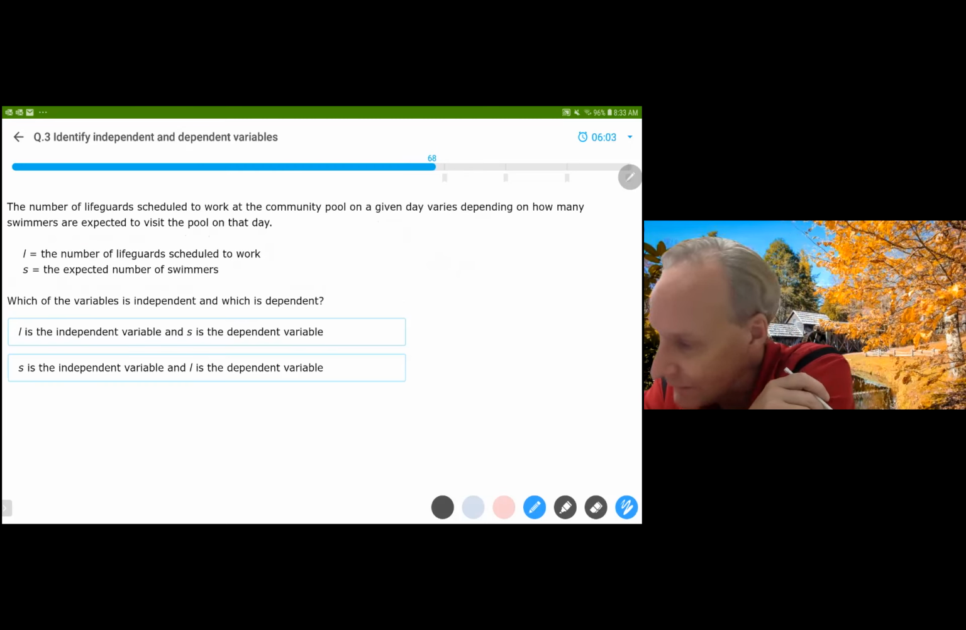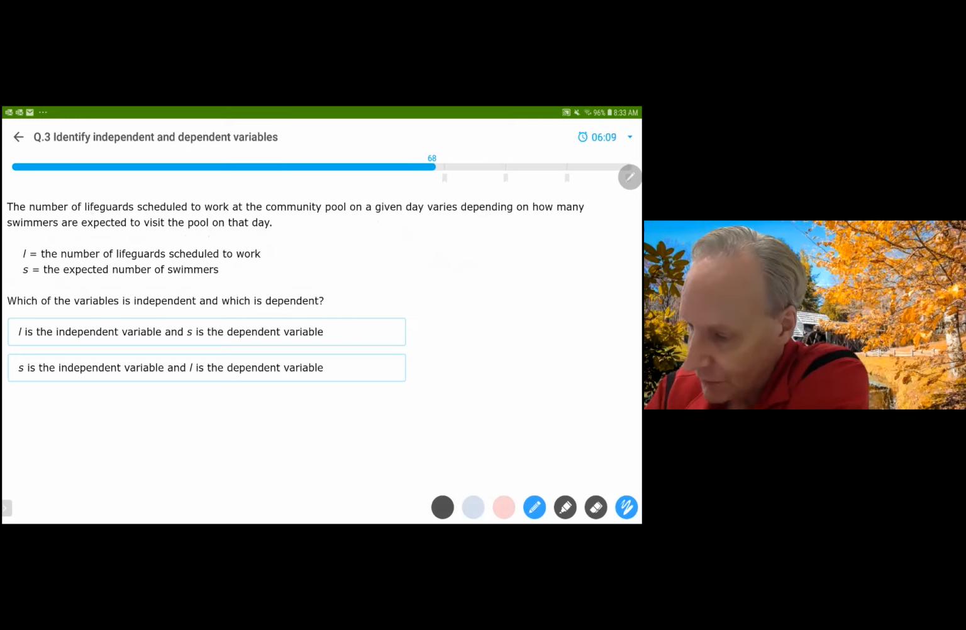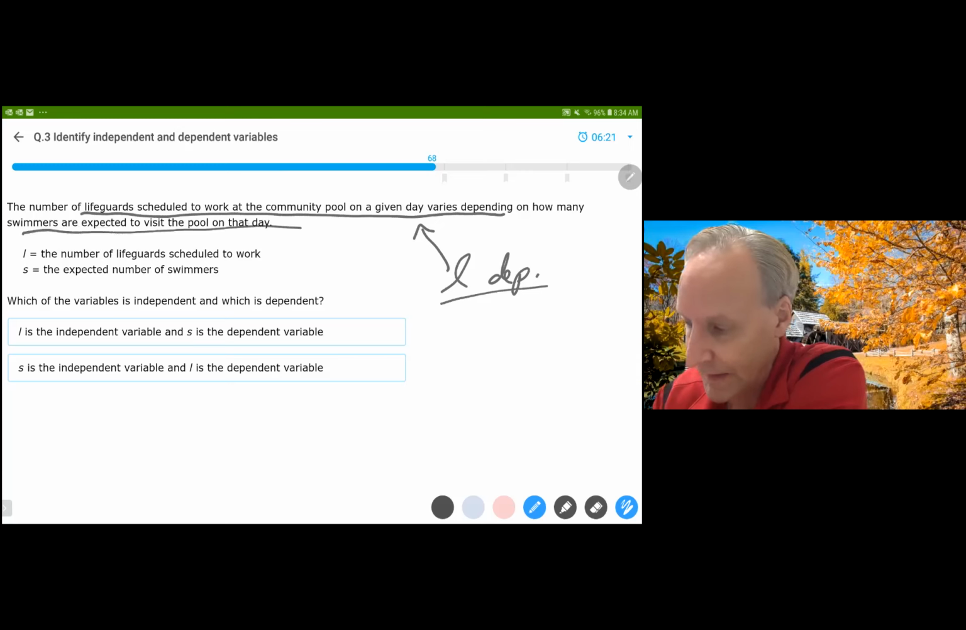Okay, so L is the number of lifeguards and S is the expected number of swimmers. So the number of lifeguards, I actually had to do this problem a lot. The number of lifeguards depends, this is the dependent variable, on how many swimmers are expected to visit the pool on that day. And that's a lot determined by the weather. So the independent is the number of swimmers, and L is the dependent.